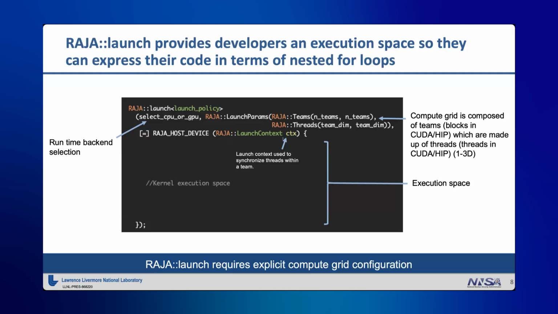And that's exactly what the launch context does. You can use this variable CTX within your kernel to synchronize threads within the team. And then here is your execution space. So here, this is where you can write your algorithm in terms of nested for loops.